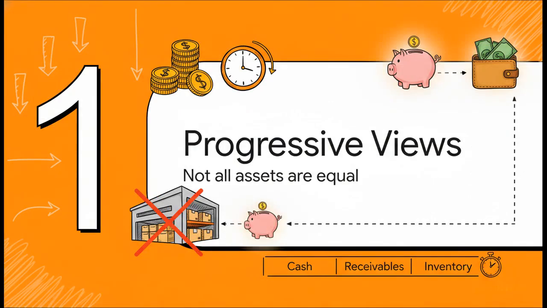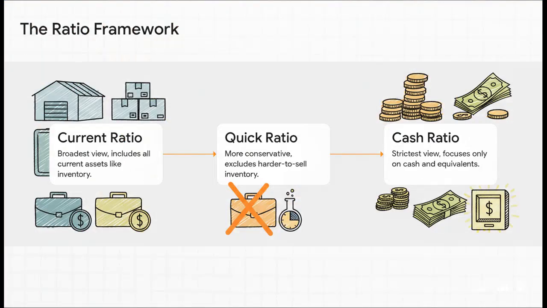What's really cool about this framework is that it gives us what we call a progressively more conservative view of a company's liquidity. And that's because it's built on a crucial fact. Not all assets are created equal. Some things, like a warehouse full of inventory, just can't be turned into cash in an instant. So as we move through these ratios, the test gets tougher and tougher. Let's see how this works.